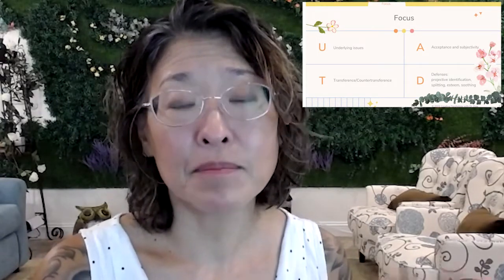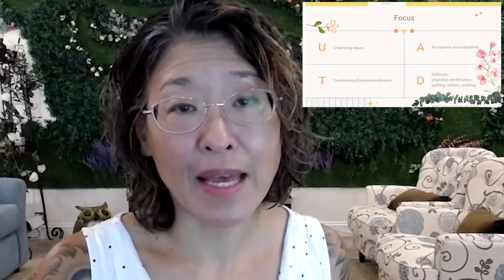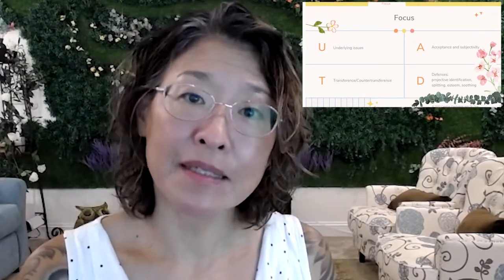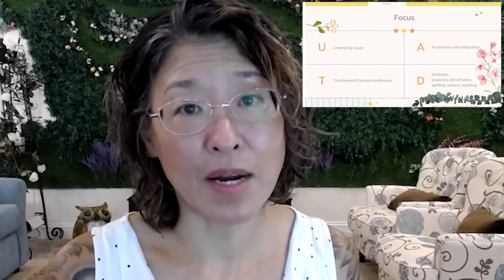With acceptance and subjectivity, what this is talking about is helping clients to develop the ability to accept reality rather than wishing that things were a different way or demanding that things be a different way. So accepting that this is reality is a starting place for how we can process.